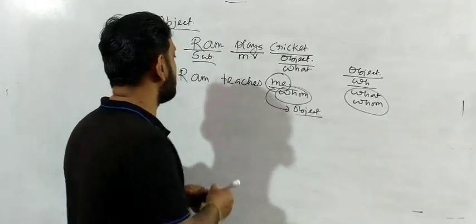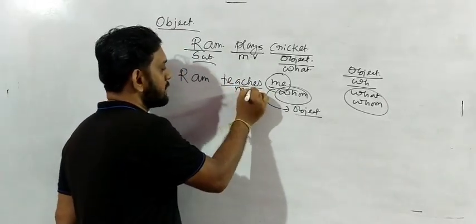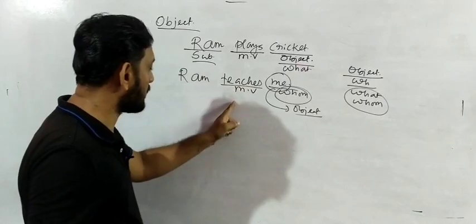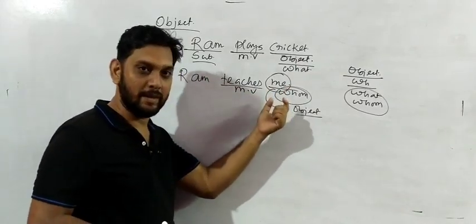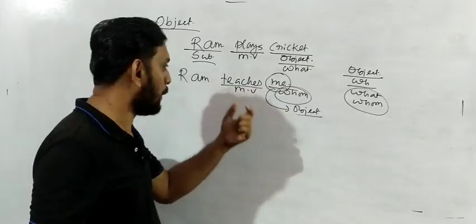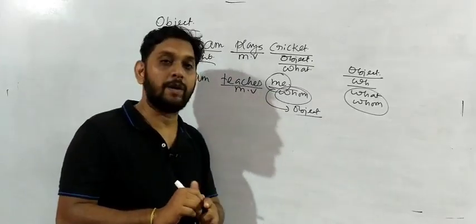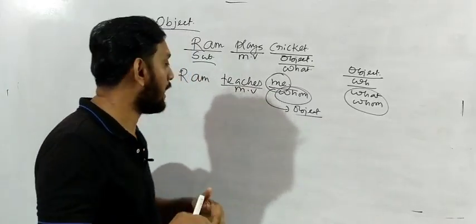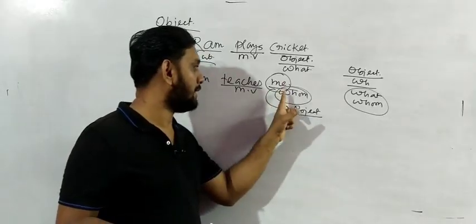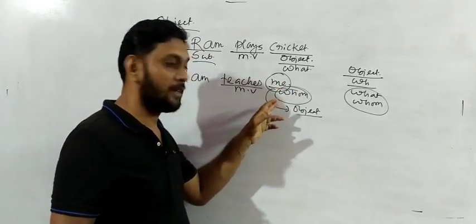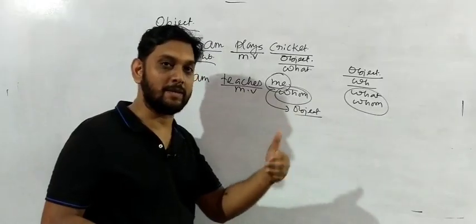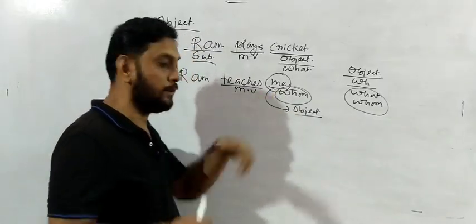You see, where is the main verb of this sentence? Teaches is the main verb, and we got the answer. Ram teaches whom? Yes, that means this "me" is a pronoun, objective case. Whenever we study the pronoun lesson, I have to tell you that "me" is the objective case of "I". Yes or no? "I" is the subjective case and "me" is the objective case.